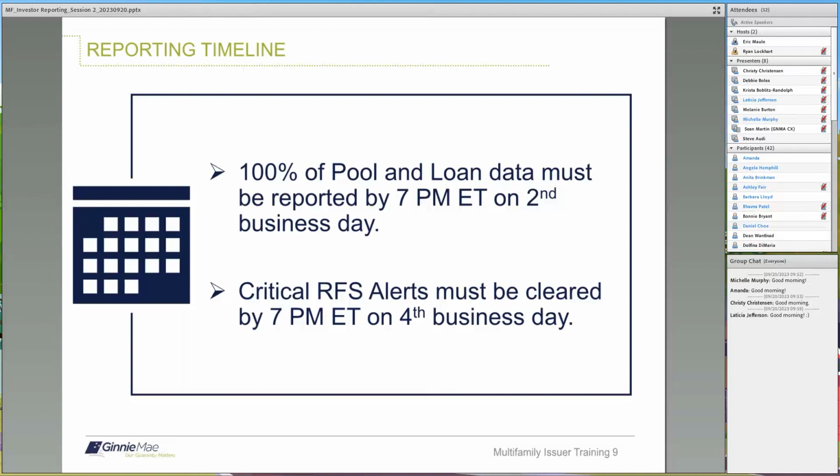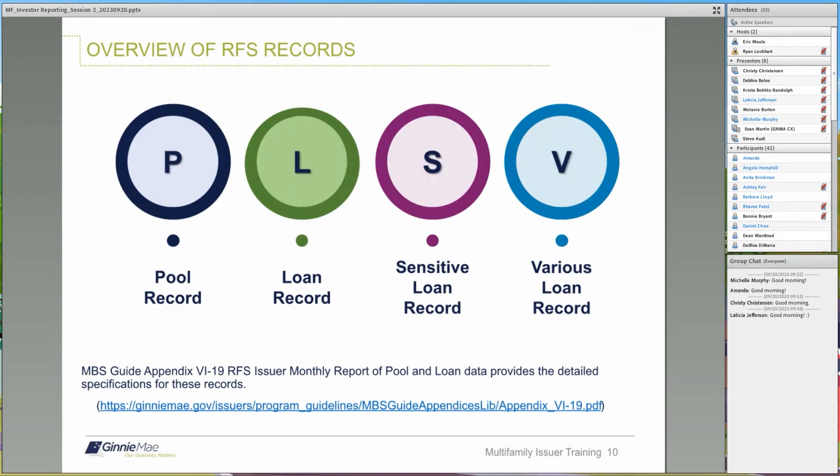Thanks, Debbie. All right. Now we're going to cover the 4 types of RFS records that are available in the reporting and feedback system. They are pool, loan, sensitive, and various. The next set of slides will cover each of these. We'll give a few slides for each one of the records.